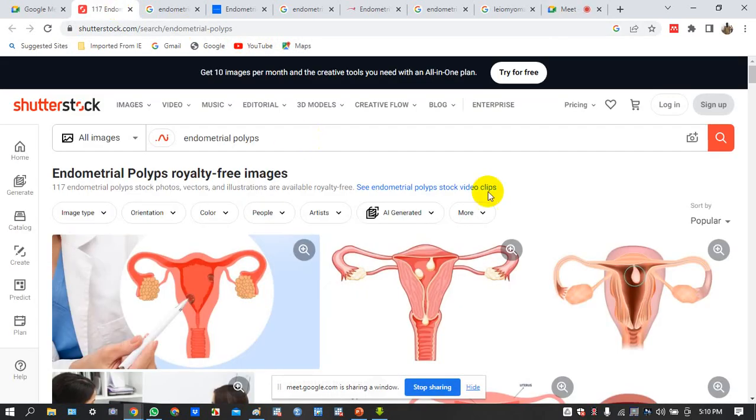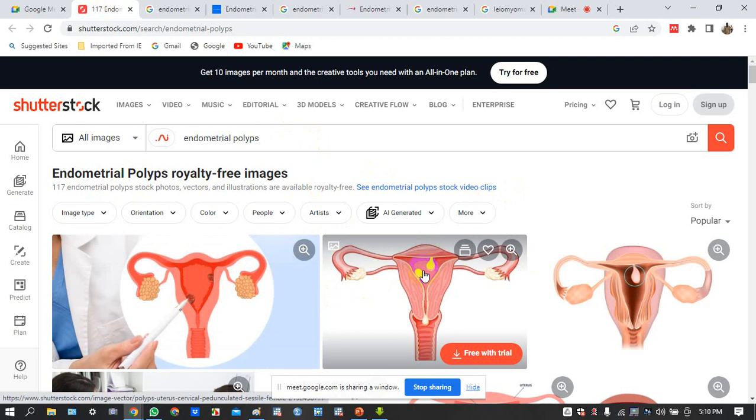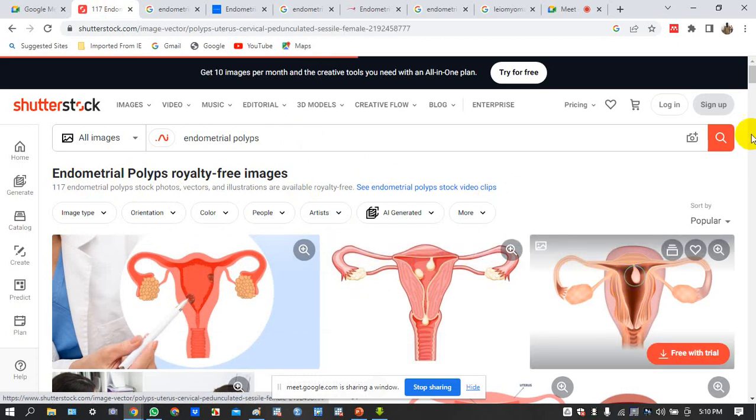So let's see. So we have endometrial polyps. So you can see a polyp, that's a swelling, a swelling which is attached to the endometrium. You can see one is here. Can you see it? Can you see? Hello? Yes, sir. Okay, so you can see endometrial polyp here.